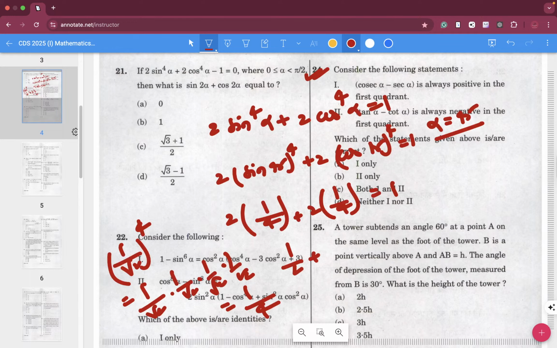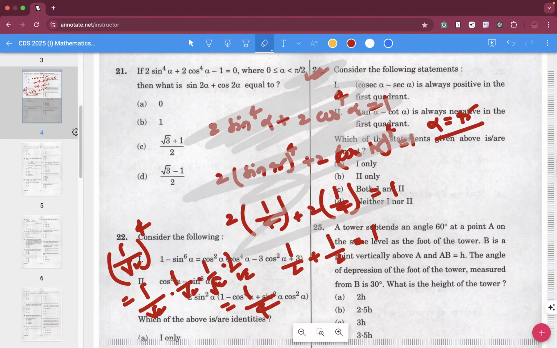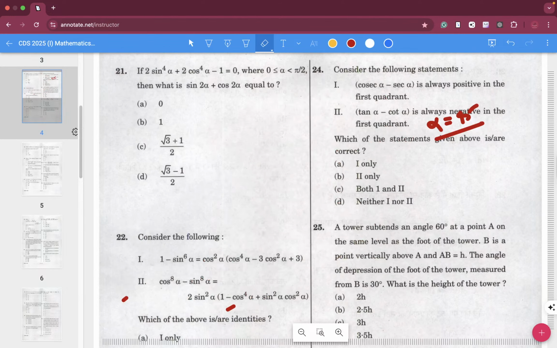Now this one will give half and this one again will give you half, right? Half plus half is how much? 1, right? So it proves that the alpha value that we have been looking at is nothing but 45, or otherwise pi by 4. Everyone knows the value of pi. Pi is equal to how much? 180, right?